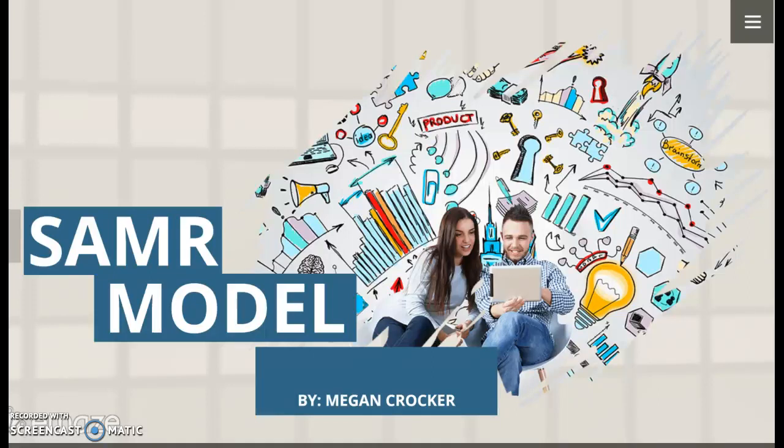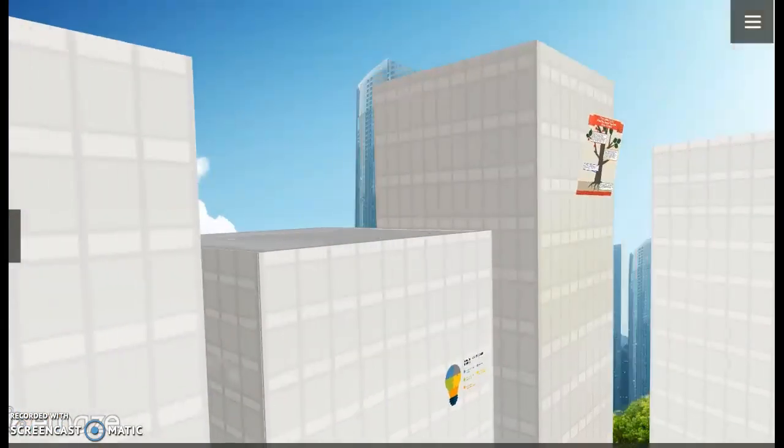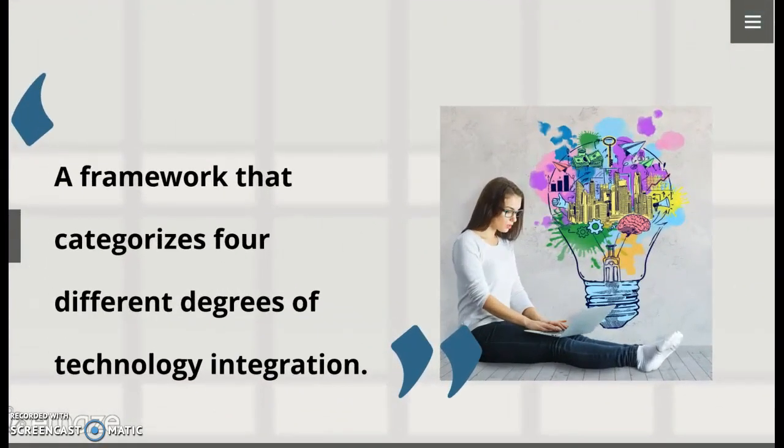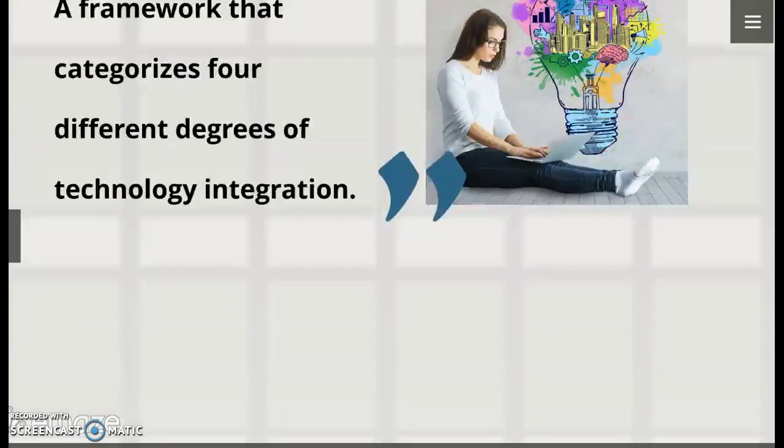Hi everyone. Today we're going to be talking about the SAMR model and how that relates to instruction and learning within the classroom. So to start, the SAMR model is simply a framework that categorizes 4 different degrees of technology integration. So it's really looking at how teachers are implementing technology in the classroom and how we're using that technology to leverage opportunities for our students in their learning.